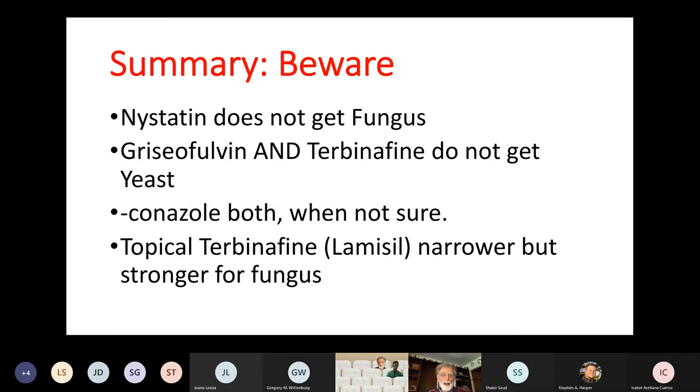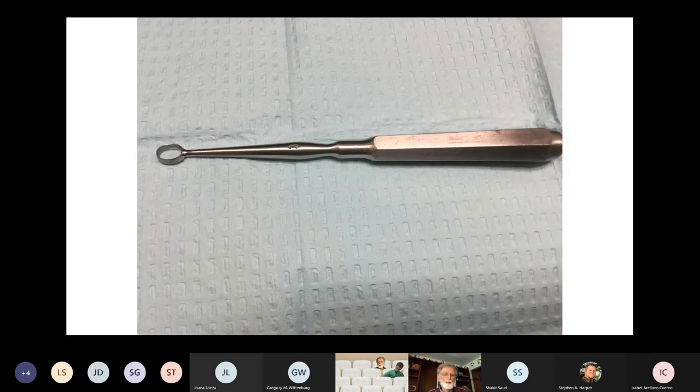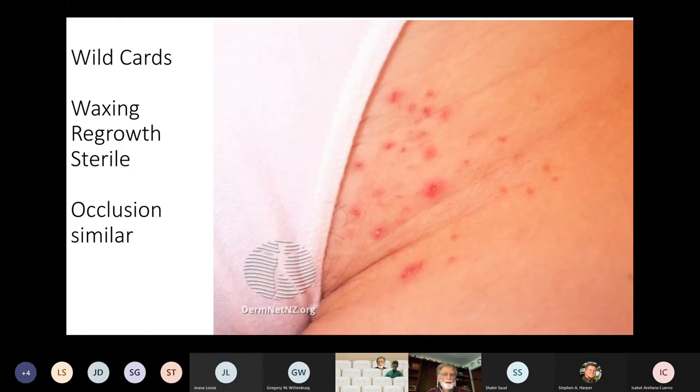I basically said all that. I think if you're sure something is a fungal, it's ringworm, it's got that telltale leading edge of scale, terbinafine is probably better than the conazoles. But you've got to be sure that there's no yeast involved. When you're not sure, could this be a yeast folliculitis, you could always culture. Unroof one of those follicles and culture it. Either one of these media. You can use the open ring curette to get your specimen.